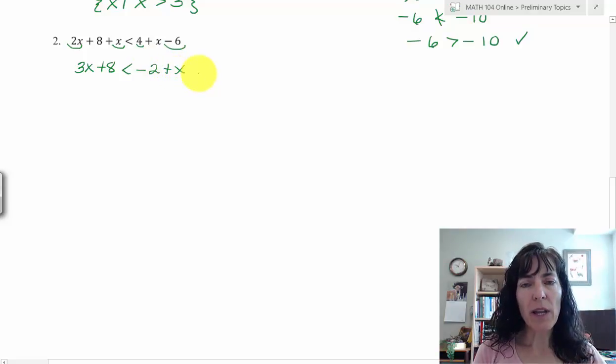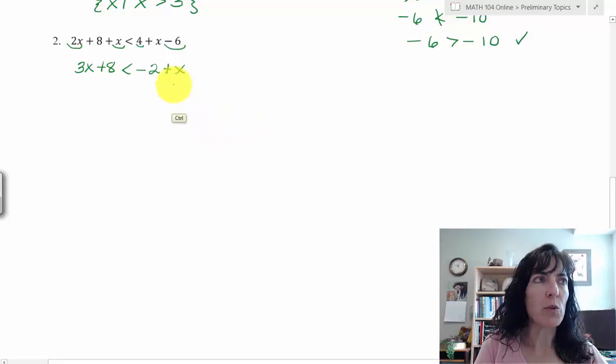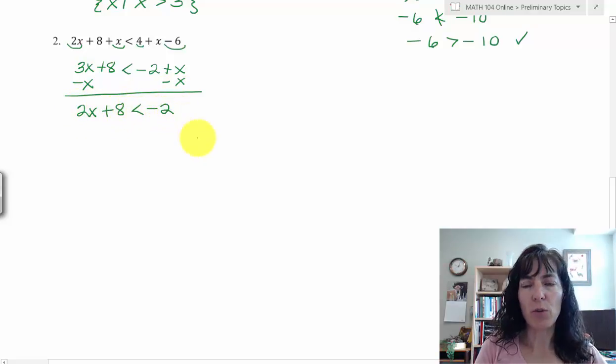Now I can collect my x's on either side, but I generally like to collect on the left, so we'll go ahead and do that. Subtract x from both sides so that it'll move over to the left, and I have 3x minus x, which is 2x + 8 is less than negative 2.